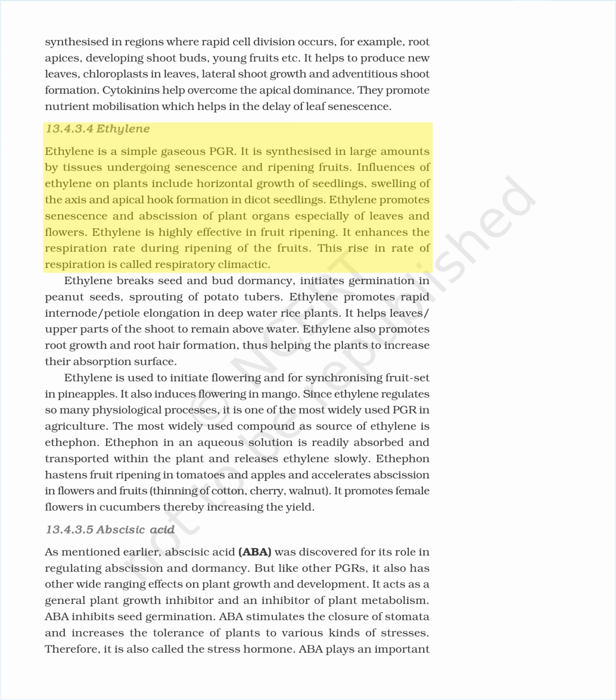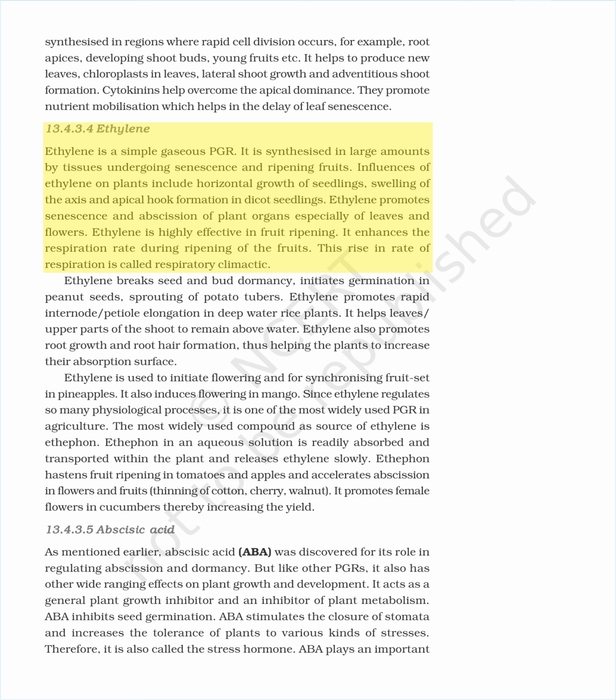13.4.3.4 Ethylene. Ethylene is a simple gaseous PGR. It is synthesized in large amounts by tissues undergoing senescence and ripening fruits. Influences of ethylene on plants include horizontal growth of seedlings, swelling of the axis and apical hook formation in dicot seedlings. Ethylene promotes senescence and abscission of plant organs, especially of leaves and flowers. Ethylene is highly effective in fruit ripening.